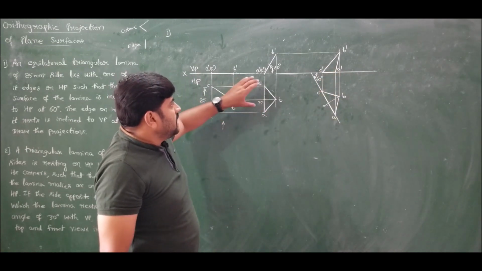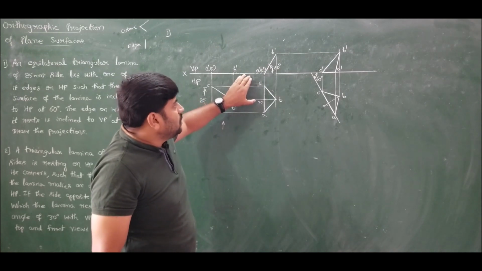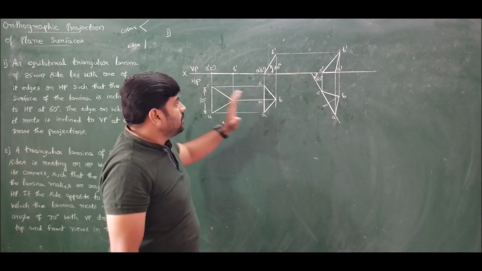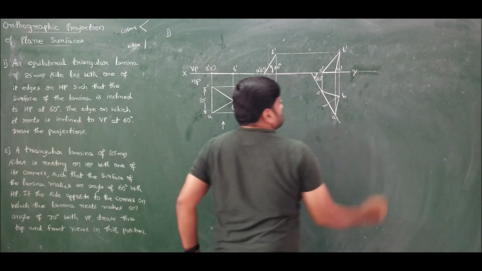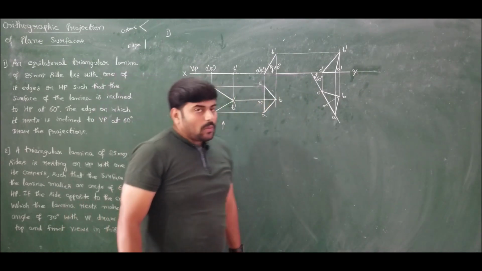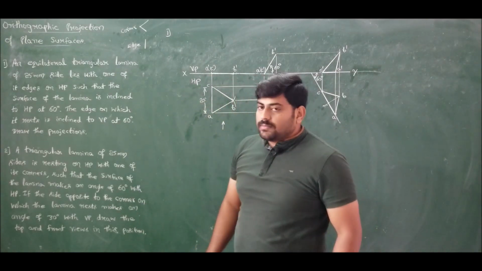That is, the lamina is inclined at an angle of 60 degree to HP, and the edge on which it is resting is inclined at an angle of 60 degree to VP. So this completes the given question. This is the solution for problem number 1. This is how we should solve. Next, move to problem number 2.